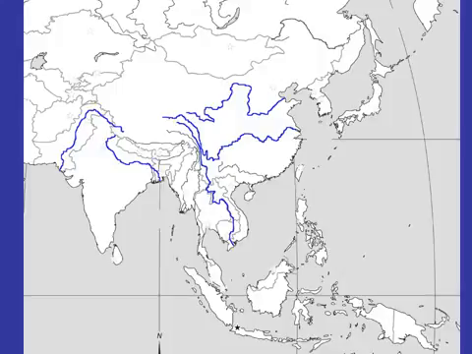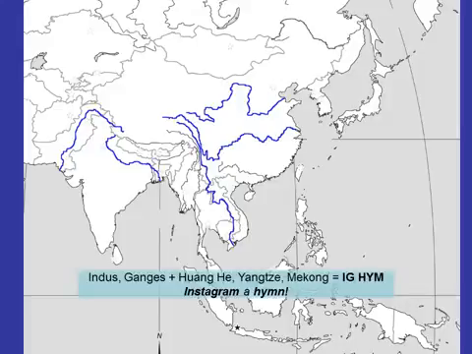Let's start by focusing on the rivers. Now, we've got two rivers here that are entirely enclosed in the country. Those are the Huanghe River and the Yangtze River. Okay, those two are entirely inside of China. Now we've got another one that starts in China. That is the Mekong River.